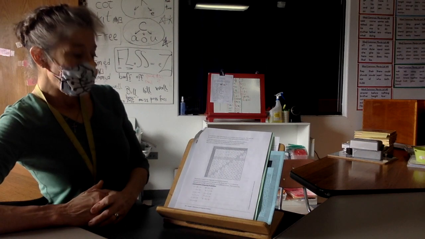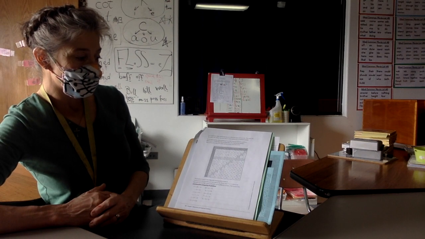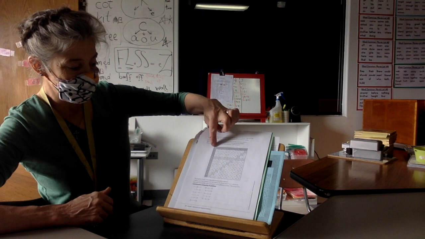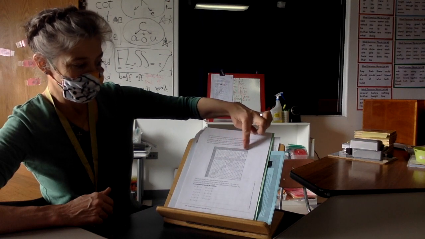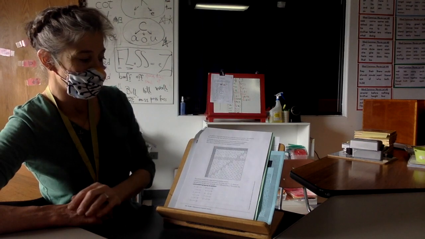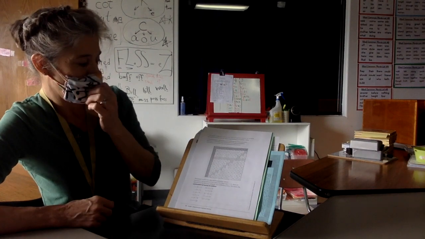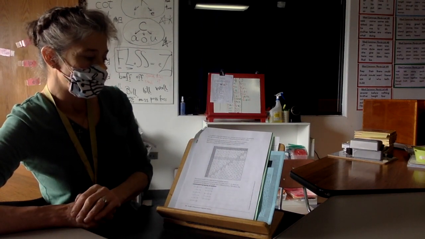In an addition table, the addends are in the first row, which is here, and the first column, which is here. Okay, those are the addends. And then the sums fill up the rest. You can find patterns in an addition table.